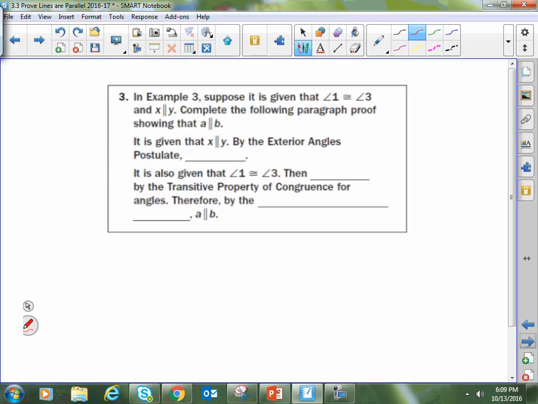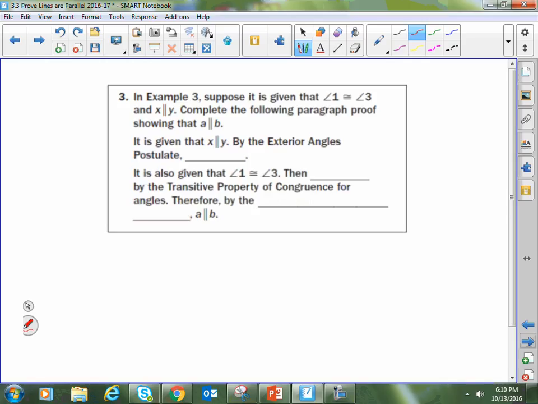So what I want you guys to try and do here is we're using the same stuff, but looking at the last example that we just saw, is it possible to show 1 and 3 are congruent, given if angle 1 and 3 are the same, and x is parallel to y, can you show A and B are parallel to each other? So I'm going to pause the video, fill in the blanks with what you think they're going to be, and then come back and see how you did.